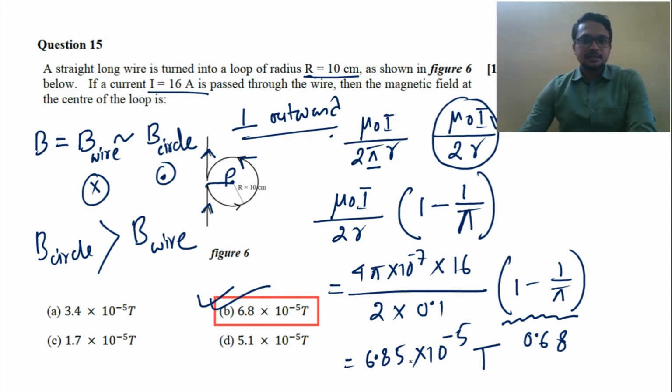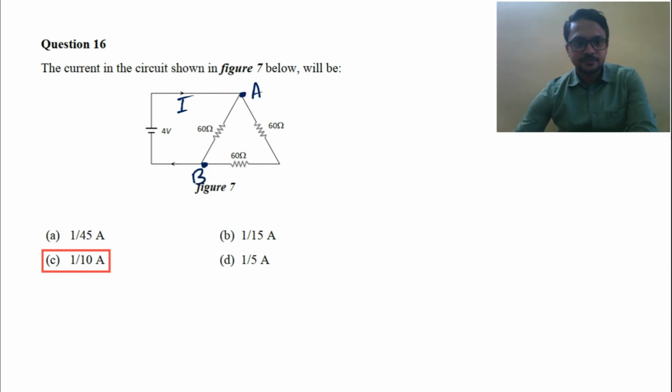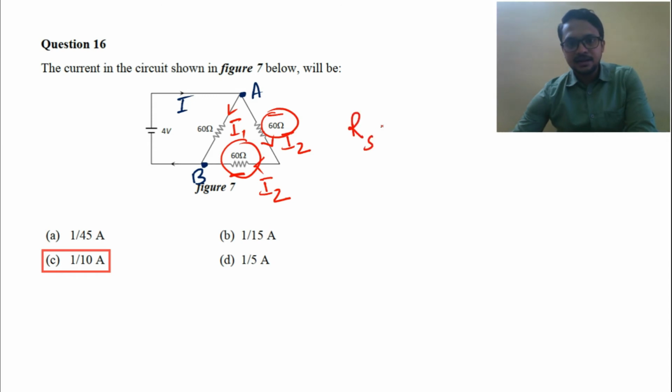Now question number 16 is this, yes, this is an easy question. Here you have to find the main current. So if we take these 2 points as A and B, then at point A current will get divided. Suppose here I1 and through this I2. Now this I2 will go through this 60 ohm and this 60 ohm also. That means this one and this one are in series, same current is flowing, so for this RS it will be 60 plus 60, 120.